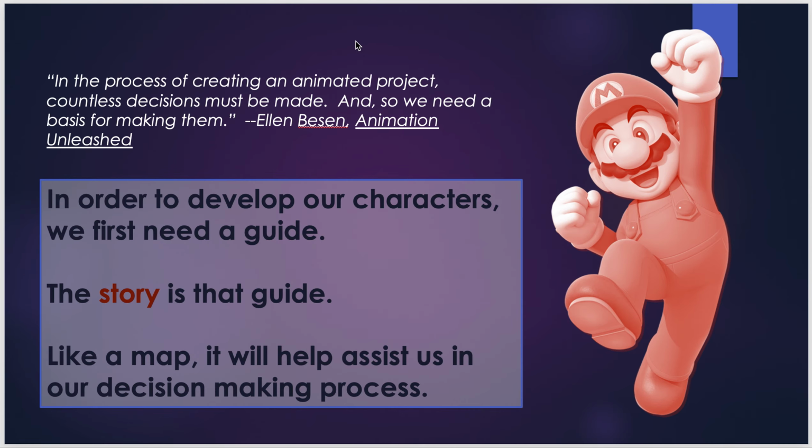In the process of creating an animated project, countless decisions must be made, and so we need a basis for making them. Ellen Besson, Animation Unleashed, your textbook for this class. In order to develop our characters, we first need a guide. The story is that guide. Like a map, it will help assist us in our decision-making process.